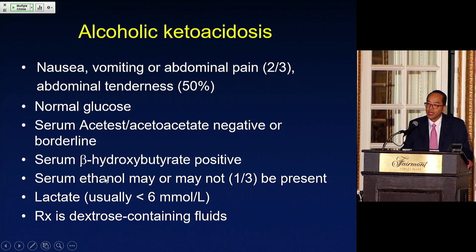Importantly, they may not have a positive serum alcohol level. Often these patients get sick and stop drinking, and it's a day or two after they stop drinking that they develop a severe enough ketoacidosis to present. So a third of patients have undetectable alcohol in their serum, and they often also have a concomitant but modest lactic acidosis. And the treatment is, of course, conservative, just give dextrose-containing fluids.